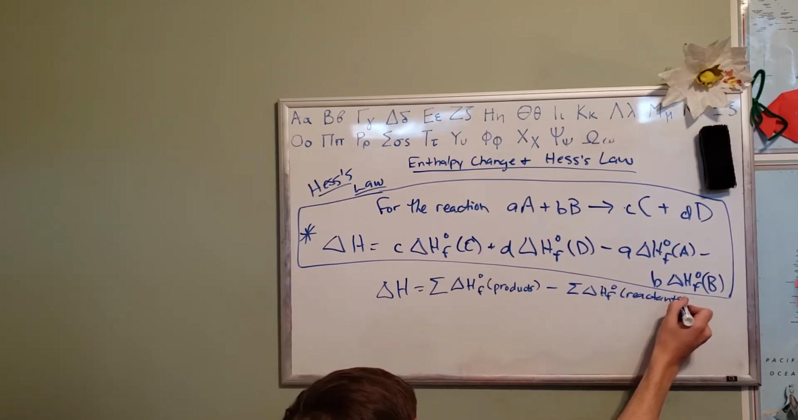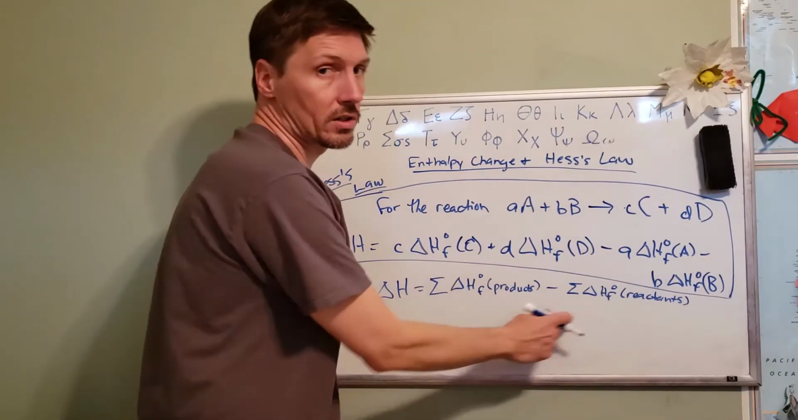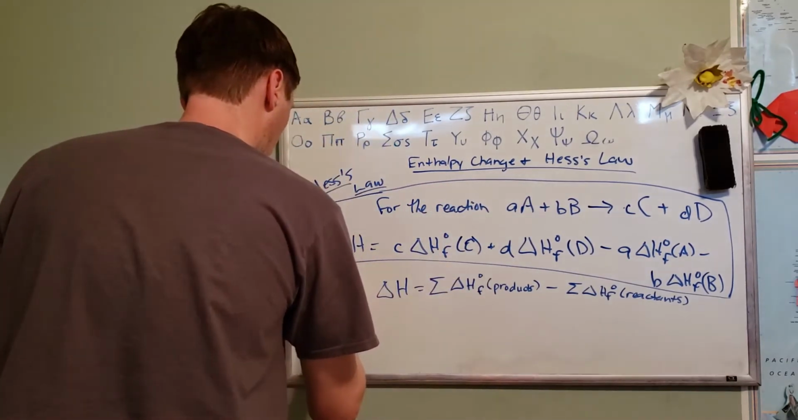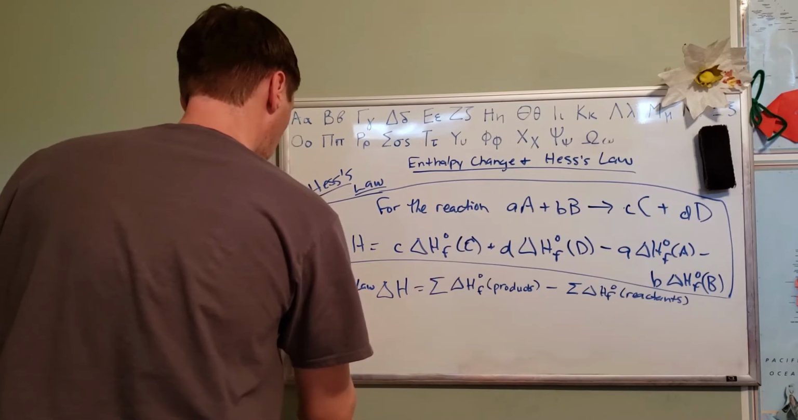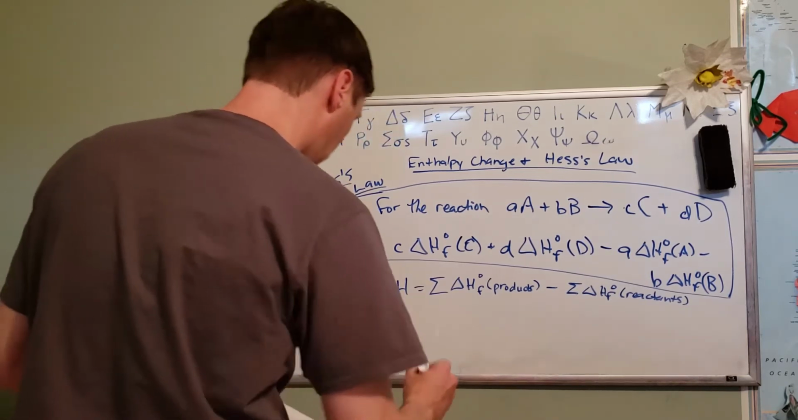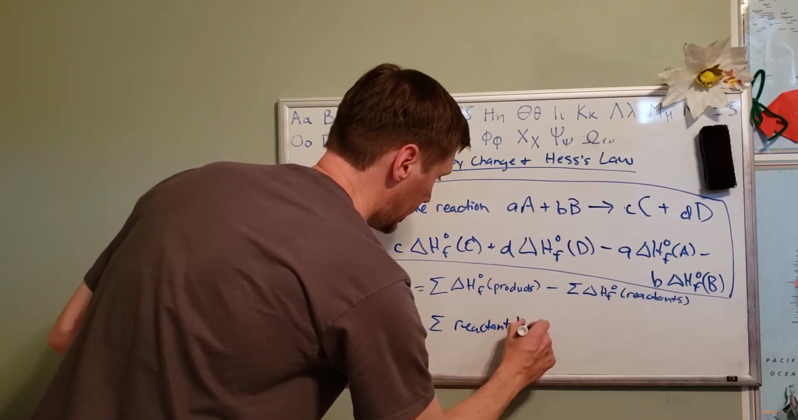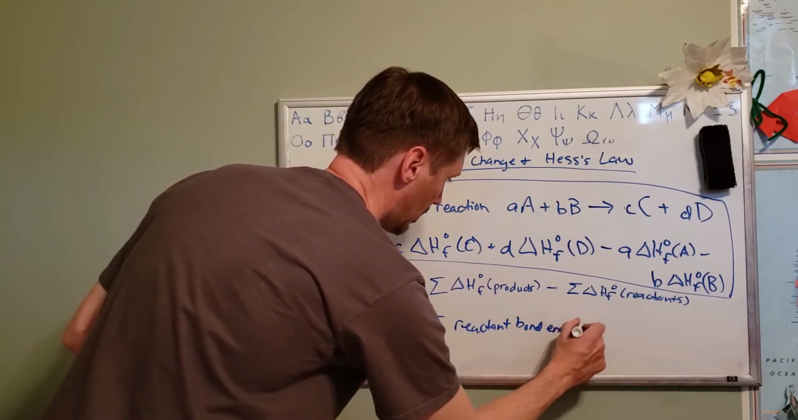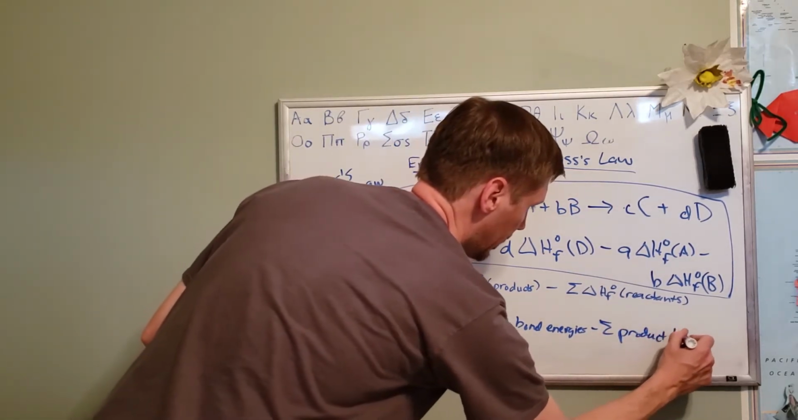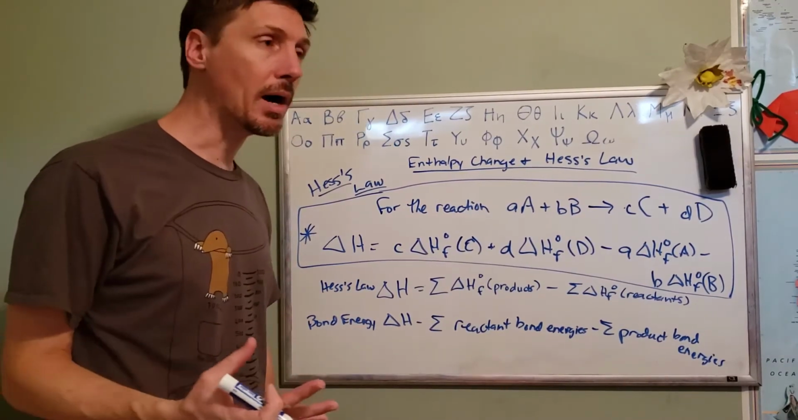The reason I wanted to write it down like that, and sorry that I'm not staying straight, is because I wanted you to catch the fact that this is sort of the reverse of what we had whenever we figured out the change in H using bond energies. Because if you remember, this is Hess's law, right? But when we use bond energies, we said that change in H was basically equal to the sum of the reactant bond energies minus the sum of the product bond energies. So it's like the reverse, right? So I don't want you to get those confused. I want to make sure you keep that straight in your mind.